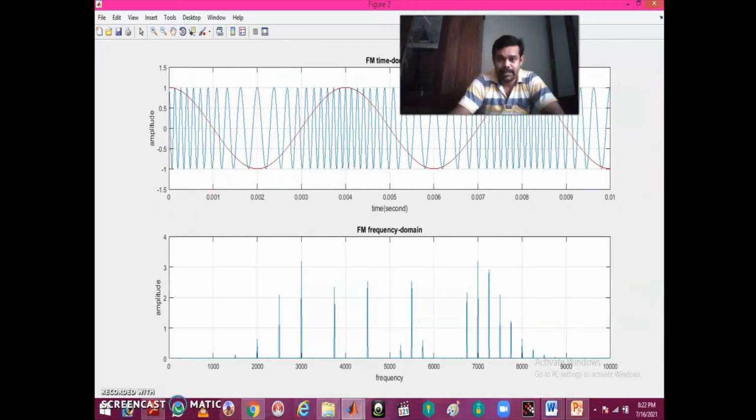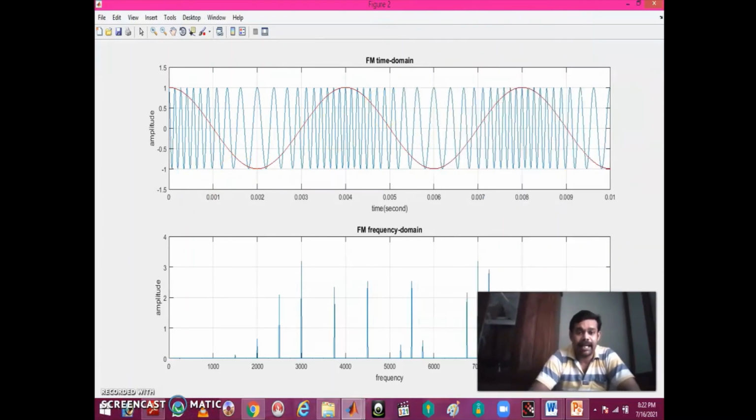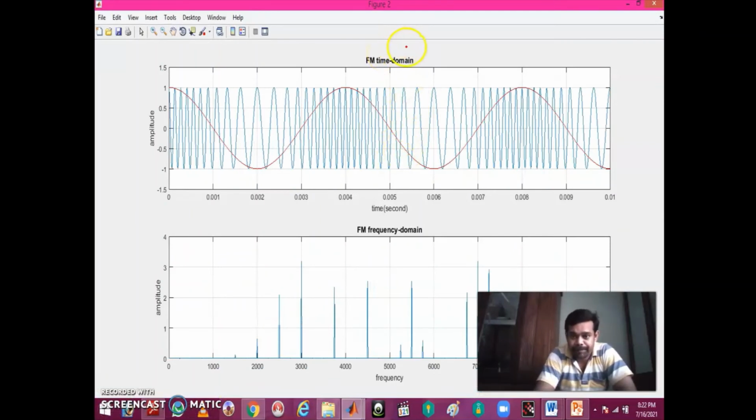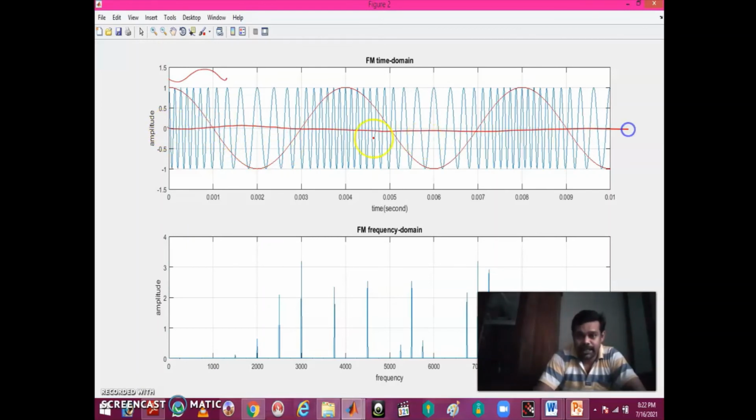Now this is the FM modulated signal. Please listen, the blue line, at this part the frequency is more. Whenever you are having more amplitude, the frequency is more. If you take 0 as reference, this is the positive cycle and that is the negative cycle. In the positive cycles the frequency is more.